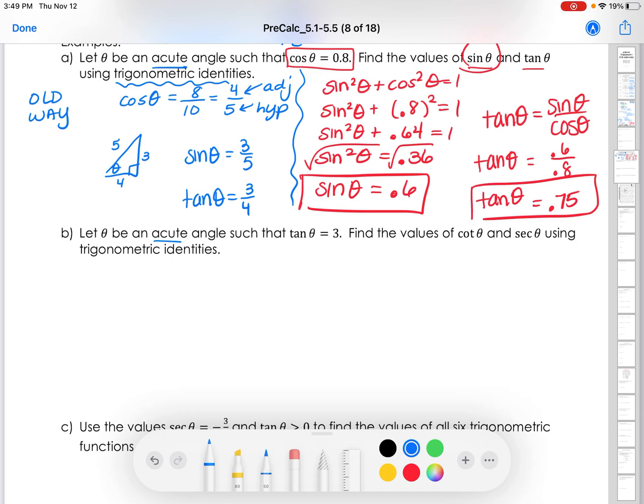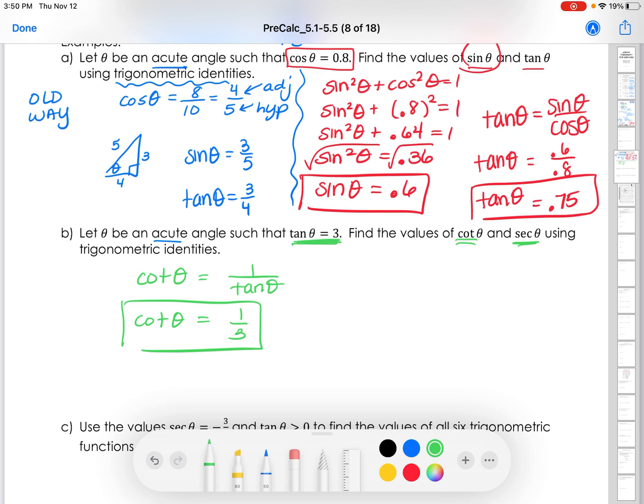So we know tangent, we want cotangent. We do have a relationship between the two of those. I know that cotangent is equal to 1 over tan. So that means that cotangent will be equal to 1 over 3. Okay. The next thing we want is secant. So I want to think, do I have a relationship between secant and either cotangent or secant and tangent? And we have a relationship between secant and tangent, and that relationship is that 1 plus tangent squared is equal to secant squared.